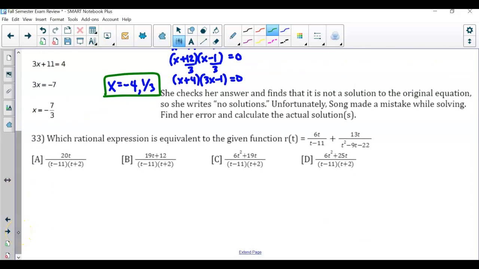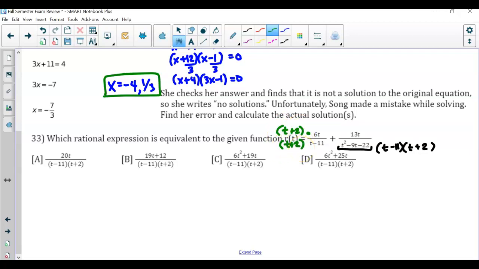Question 33. We're adding, so again, when adding rational expressions, you have to have the same denominator. Now I do notice here that I could factor, so what numbers multiply to get negative 22 and add to get negative 9? Negative 11 and positive 2. So notice the first rational expression only has t minus 11, which means what factor is it missing? T plus 2.